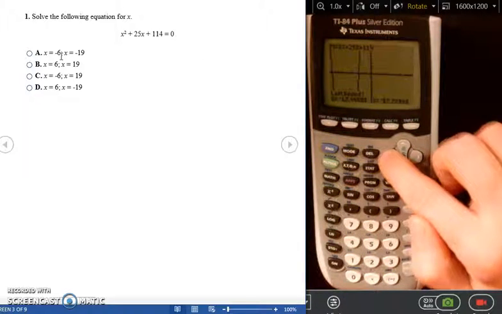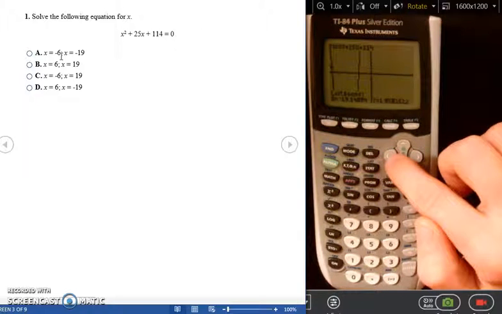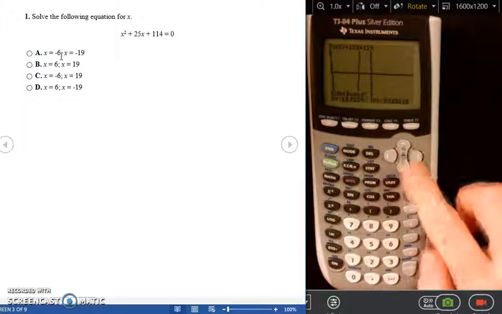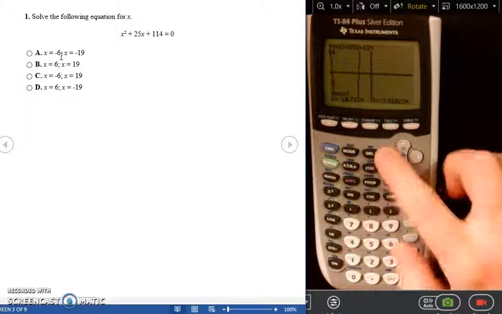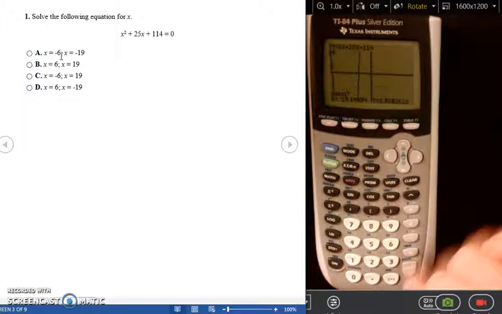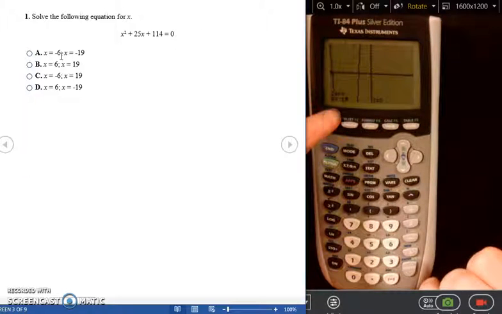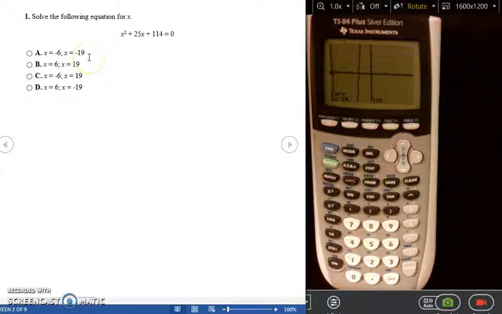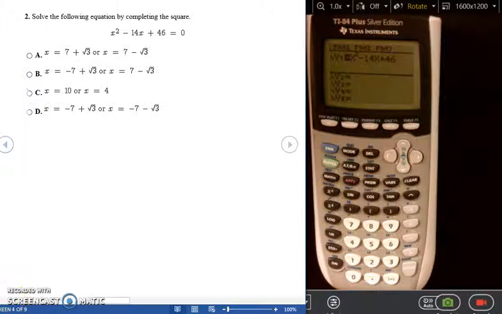So I might have to press it for a little bit, and there it shows up again. And so now it's on the left of the x-intercept, so I press enter, move it to the right, press enter, move it as close as I can to the x-intercept and press enter, and there it is at -19. So A does check out to be 100% right.